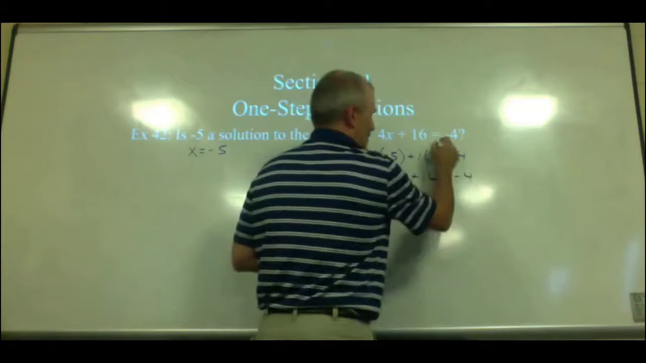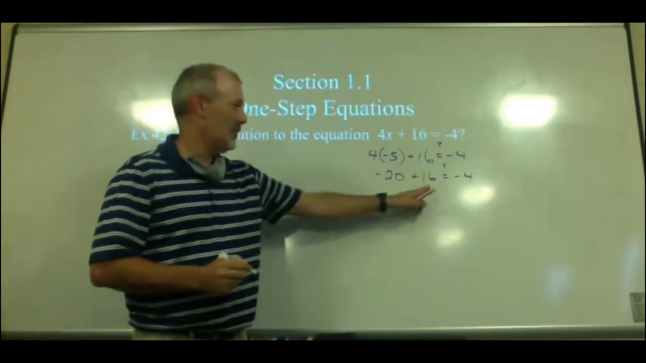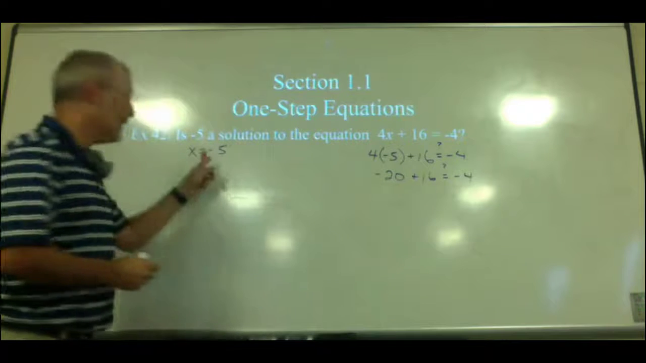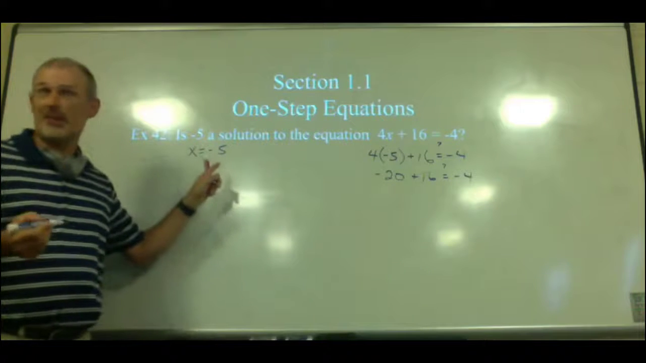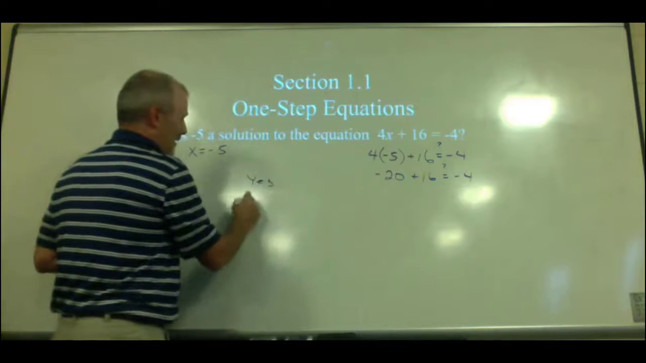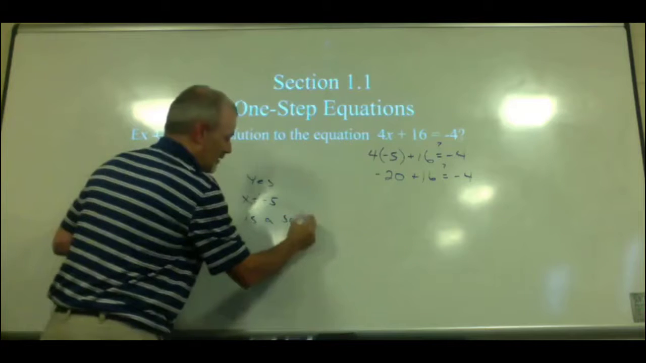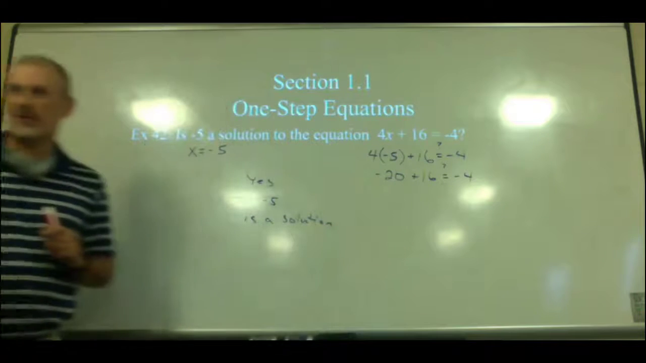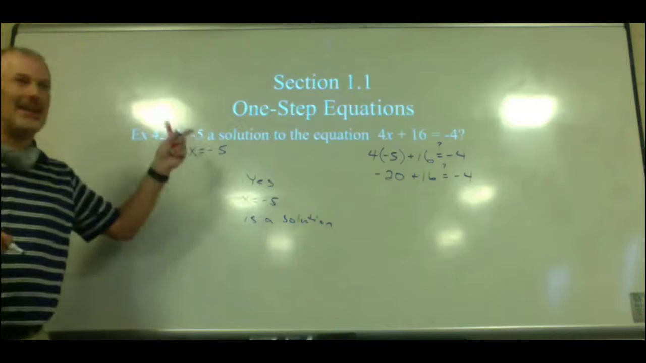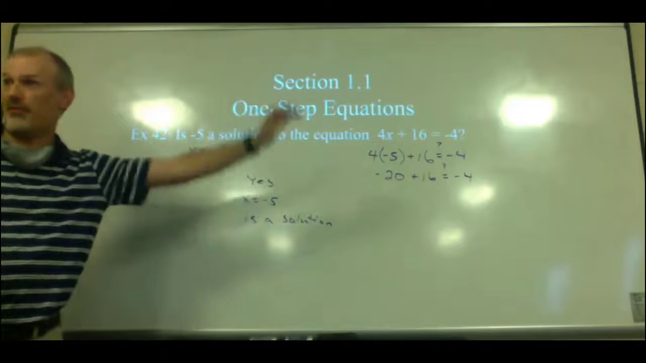And again, this is really a question mark. Is this going to be true or not? Yes. -20 plus 16, is that equal to -4? Yes. So putting in a -5 makes a true statement. So the answer to this question is yes, x equals -5 is a solution. Does that make sense? And in this case, that's the only solution. If you put in any other number, it would be not a true statement. It would be a false statement.